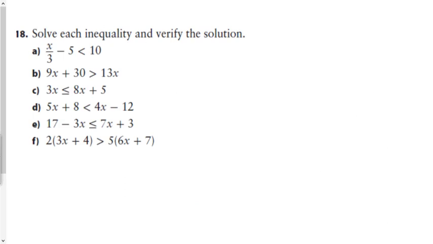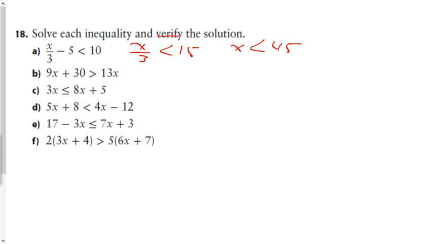Question 18, solve each inequality and verify the solution. Add 5 to both sides. A third of x is less than 15. Multiply both sides by 3. All values less than 45 is your solution. To verify, substitute any number that's less than 45 in there. I'll choose 30. 30 divided by 3 is 10. 10 minus 5 is 5. 5 is less than 10, so my solution is verified.